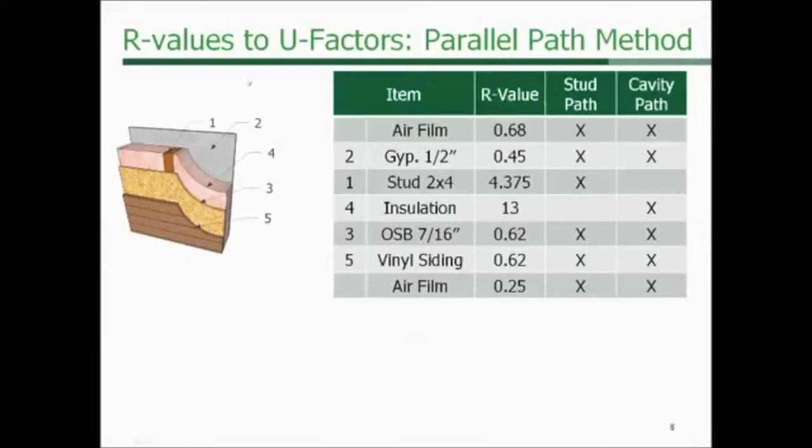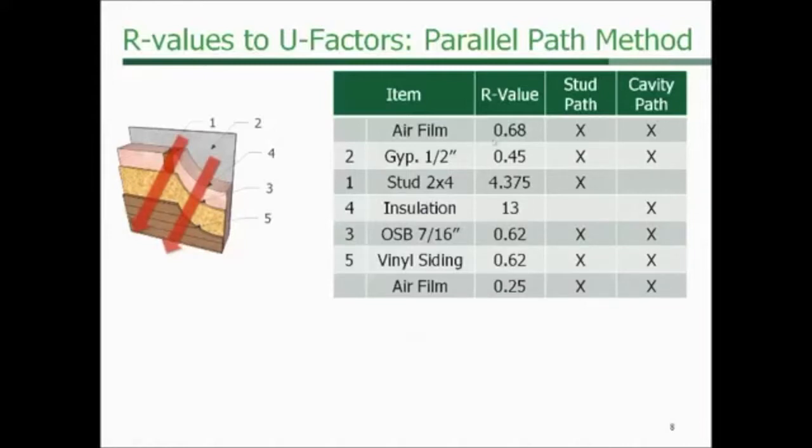So when you're trying to convert R values to U factors to get the U factor for this entire assembly, for this wall, for example, what you do is you get the R value for all the different components. So we have an air film, which is the inside one, then gypsum, stud, insulation, OSB, vinyl siding, and another air film. And we say, what path is it in? Because some of the heat is going to go through the stud, and some of the heat is going to go through the cavity or the insulation.